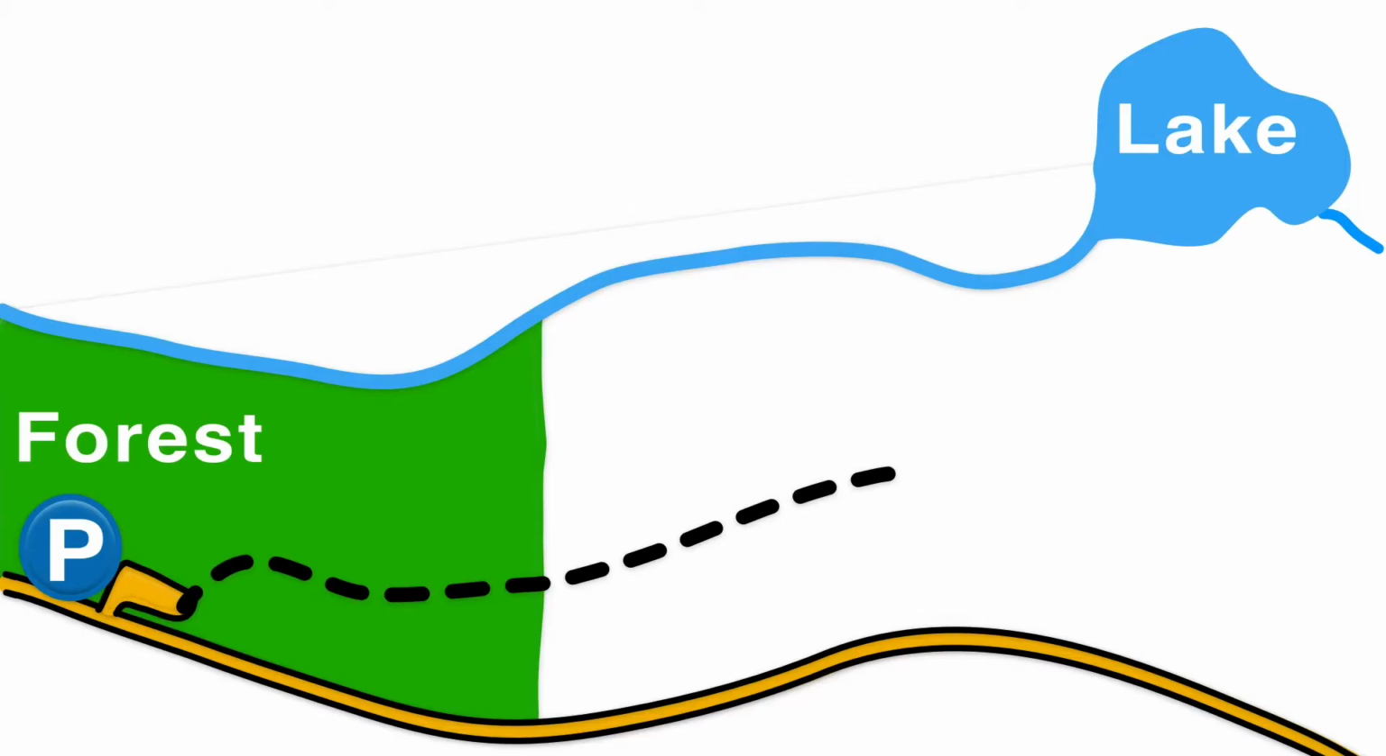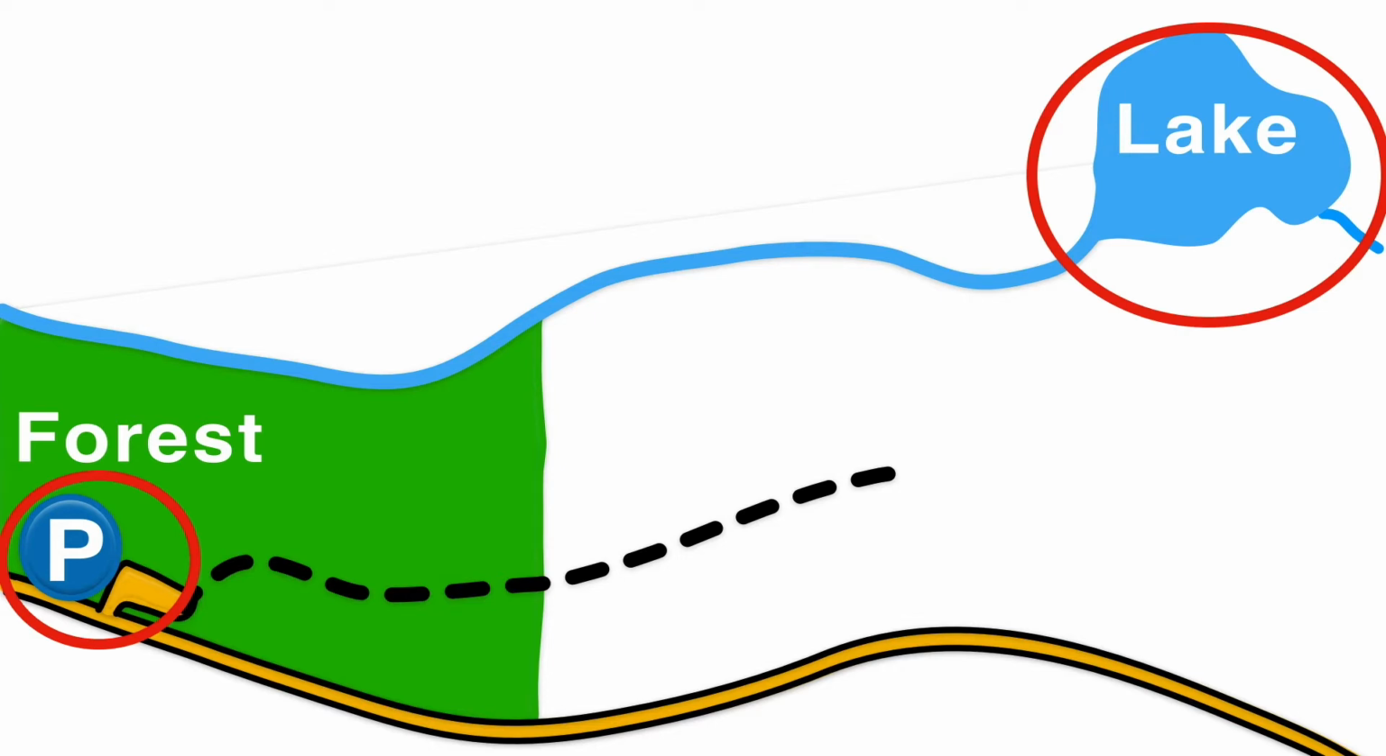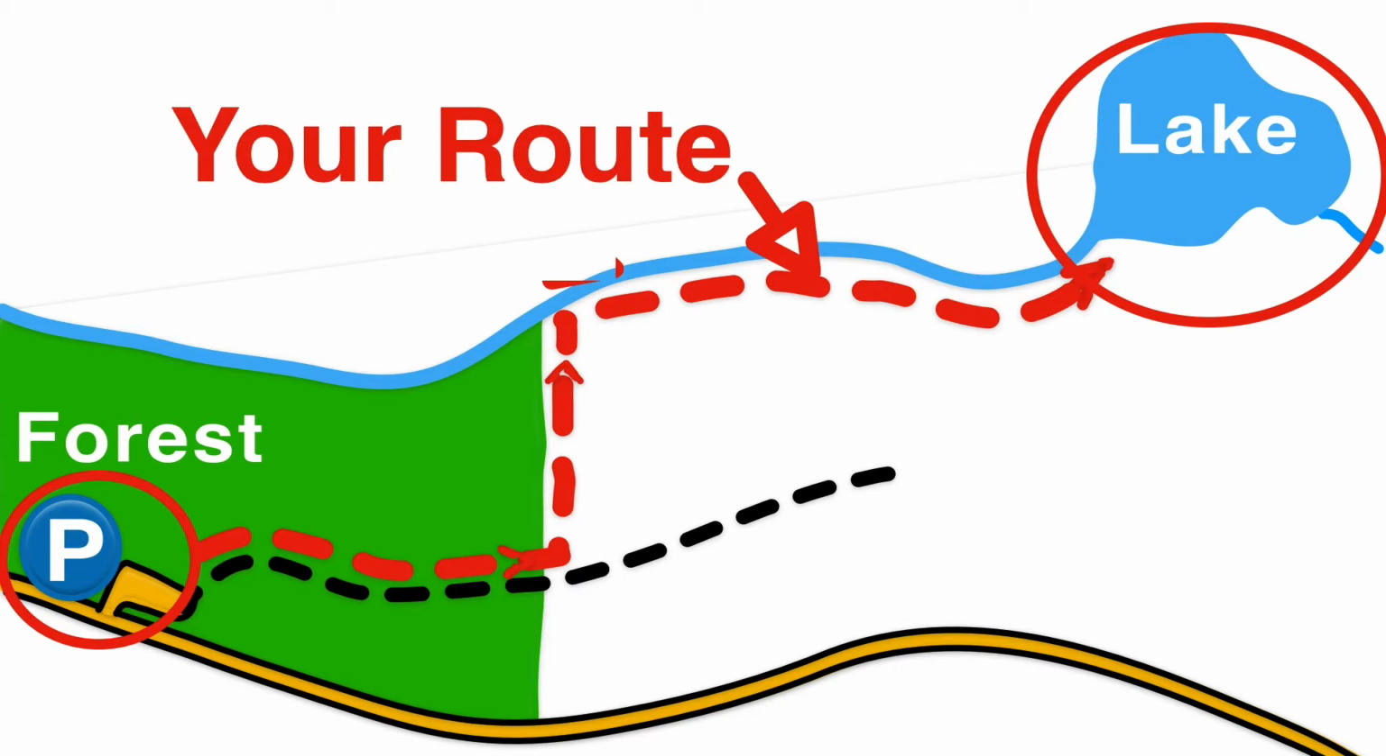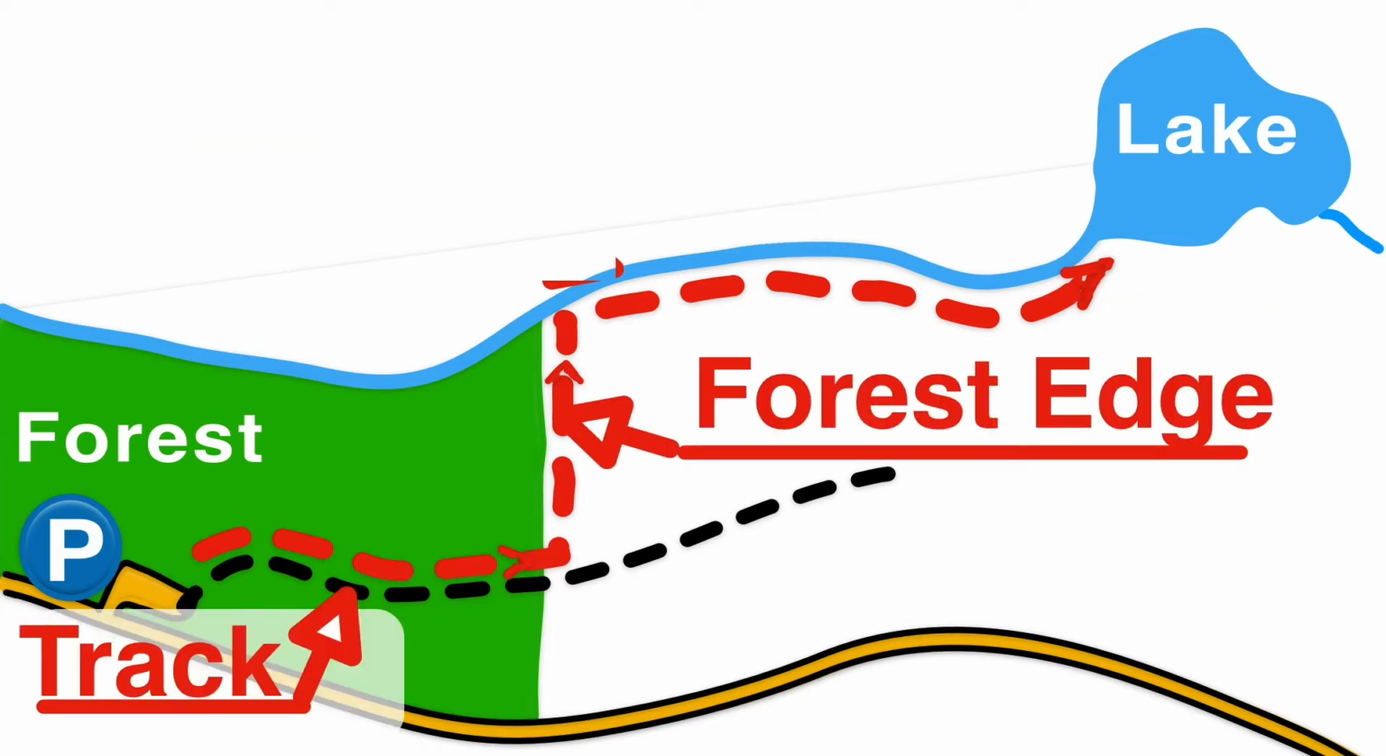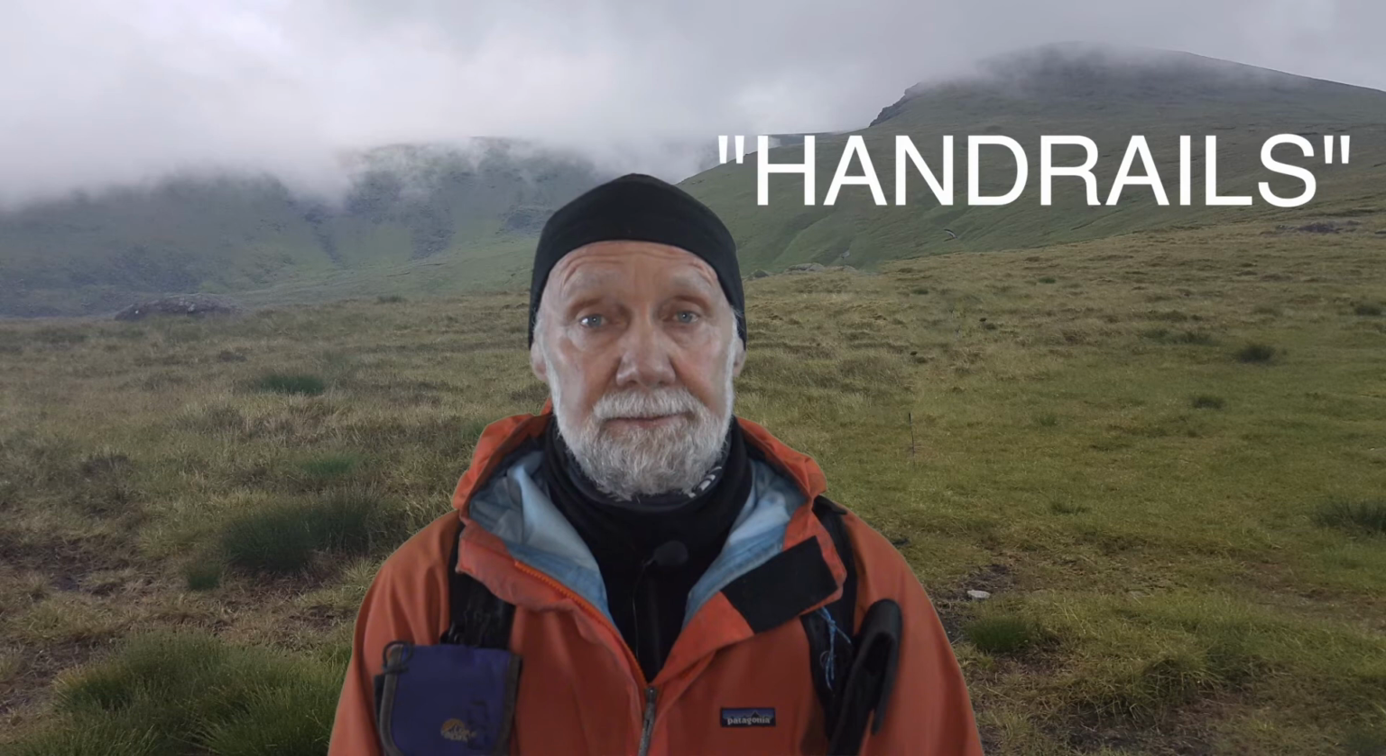Imagine you want to walk from the car park to the lake. You study the map and decide to take the route shown here. You plan to find your way to the lake by following the track, forest edge and river. In navigation jargon, you'll use the track, forest edge and river as handrails.